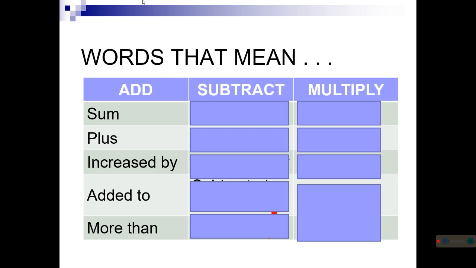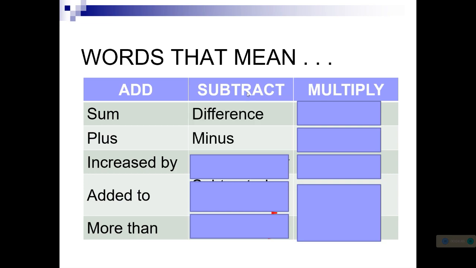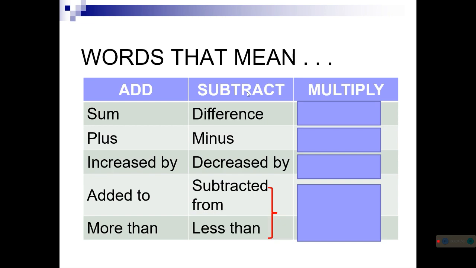Next, words that mean subtract: difference, minus, decreased by, subtracted from, and less than. The last two clue phrases are in the form of switch order, wherein you write first what is on the right side, then go back to the left side.